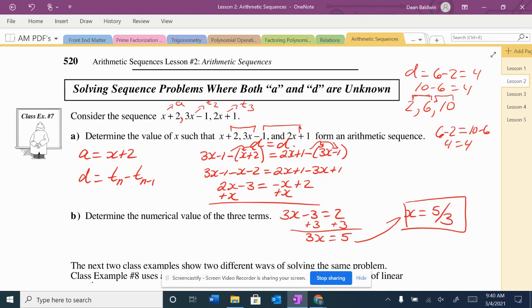Okay, Drew. Sorry? X is 5/3. Okay. So to get your terms, like that's just x. If you want to know the common difference, you'd have to plug it into here and then find the common difference. No, I'm not asking you to do that. I'm just asking you to solve for x so that it forms an arithmetic sequence. Okay? We'll just stop there for that one. Okay? I would know how to do that.